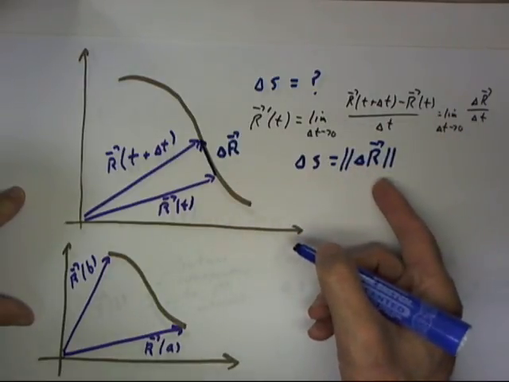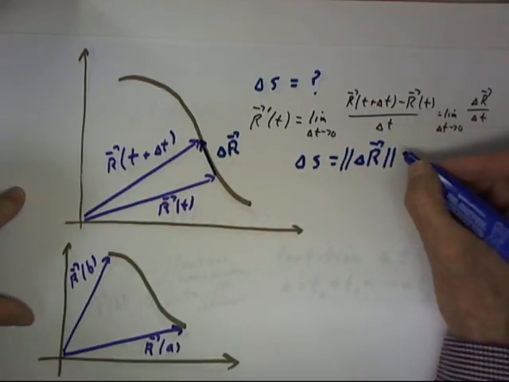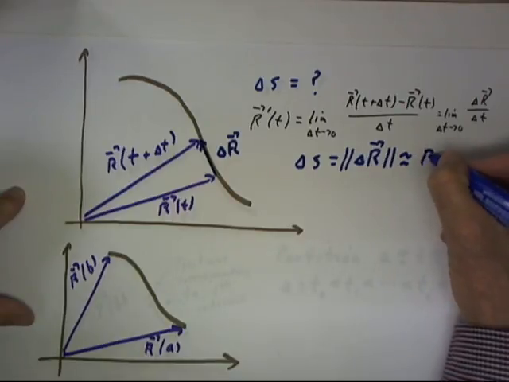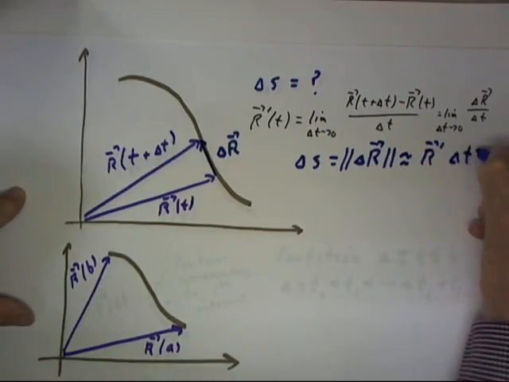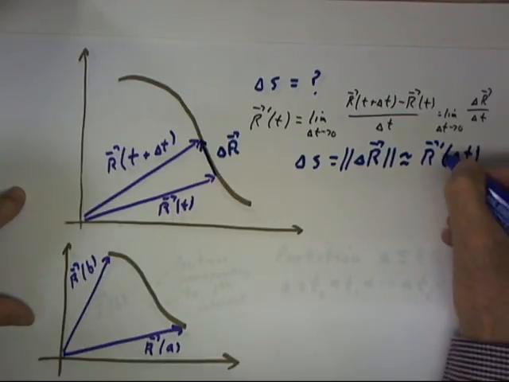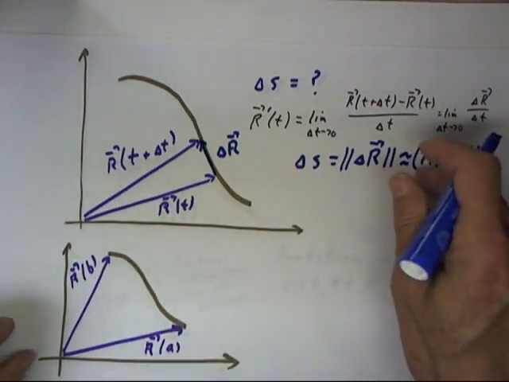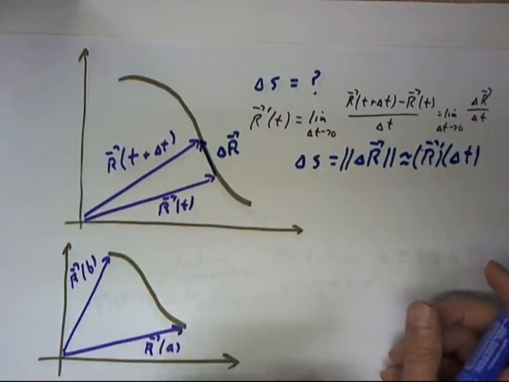Now, the magnitude of delta r, if we consider this definition, is approximately equal to the magnitude of r prime times delta t. And the parentheses make that look like r prime is a function of delta t. R prime is a function of t. I'm not explicitly writing the t dependence here.